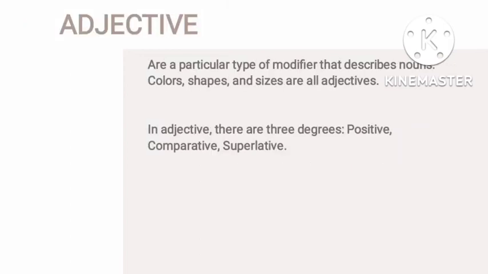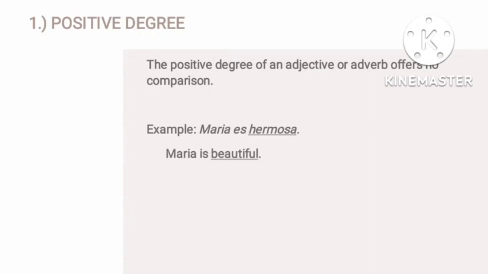The sixth lexical category of the Spanish language is the adjective. Adjectives are a particular type of modifier that describes nouns. Colors, shapes, and sizes are all adjectives. Also, in adjectives, there are 3 degrees. The first one is the positive degree. The positive degree of an adjective or adverb offers no comparison.